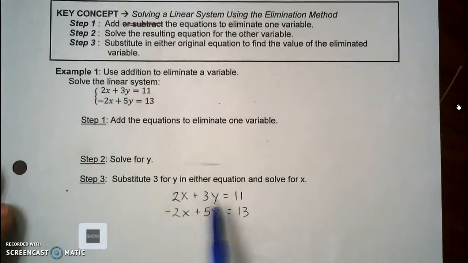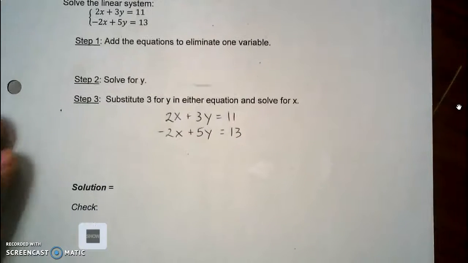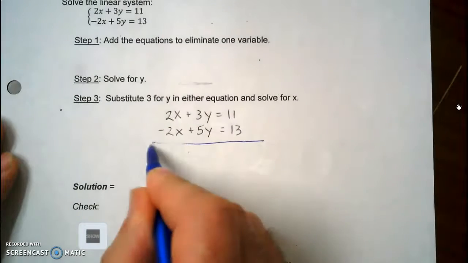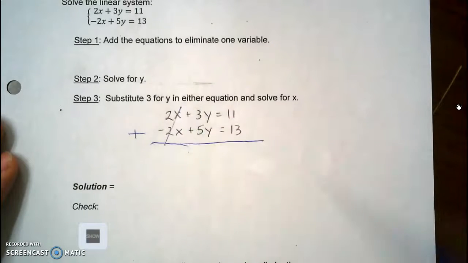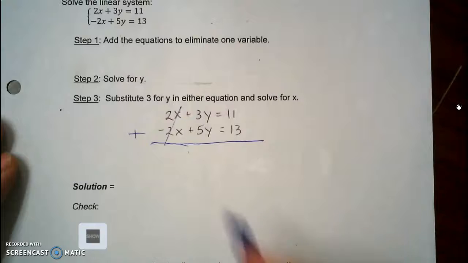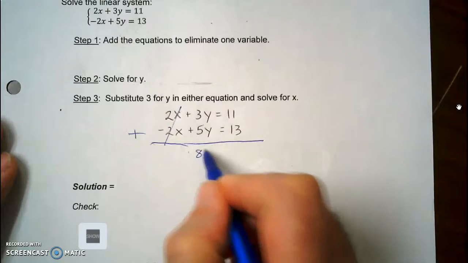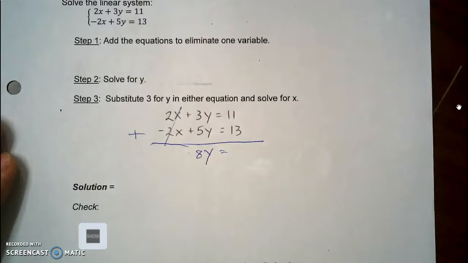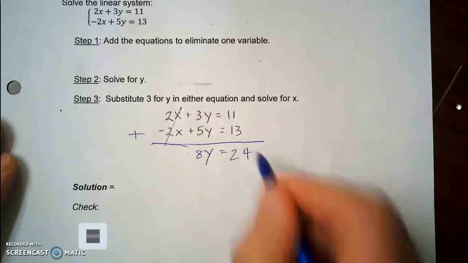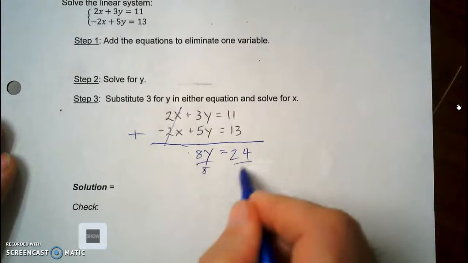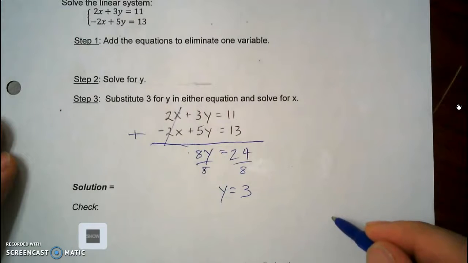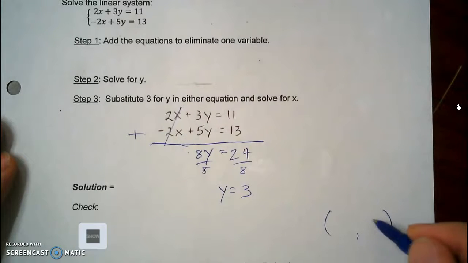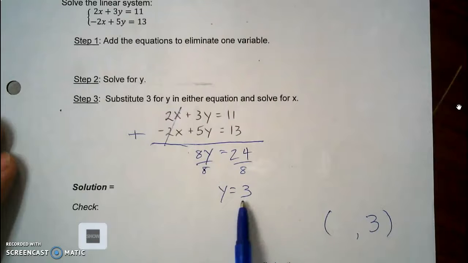So what I did was, and we'll go through the steps, I just recopied this one down here where I actually have some space. So you're just going to add up and down vertically. Okay, so the x's cancel. That's why we call it elimination. 3y plus 5y is 8y, and 13 plus 11 is 24. So I solve for y, I just divide off the 8. Y is 3. Now remember, we're finding the point where they cross. So that means the y coordinate is 3. See, I just found it.